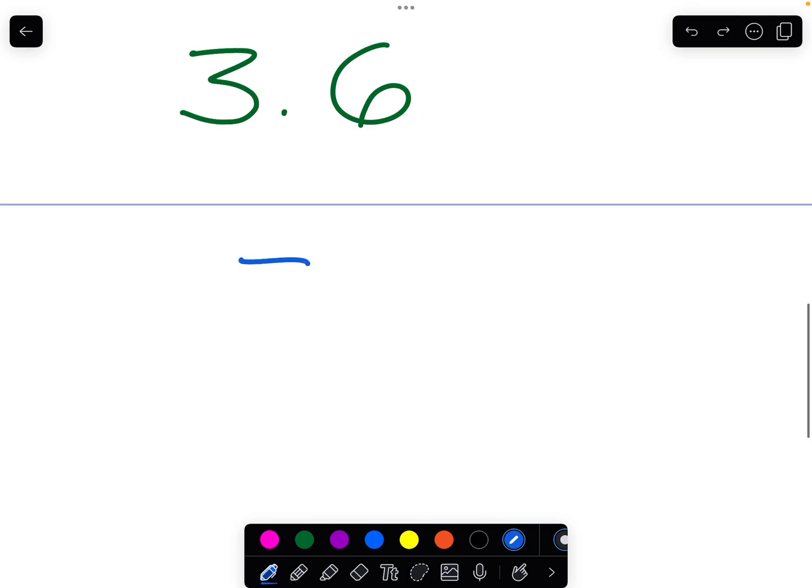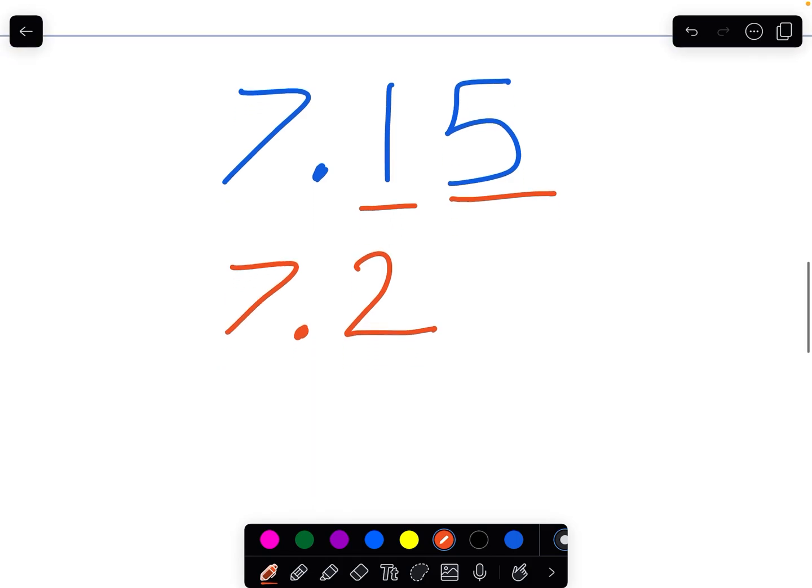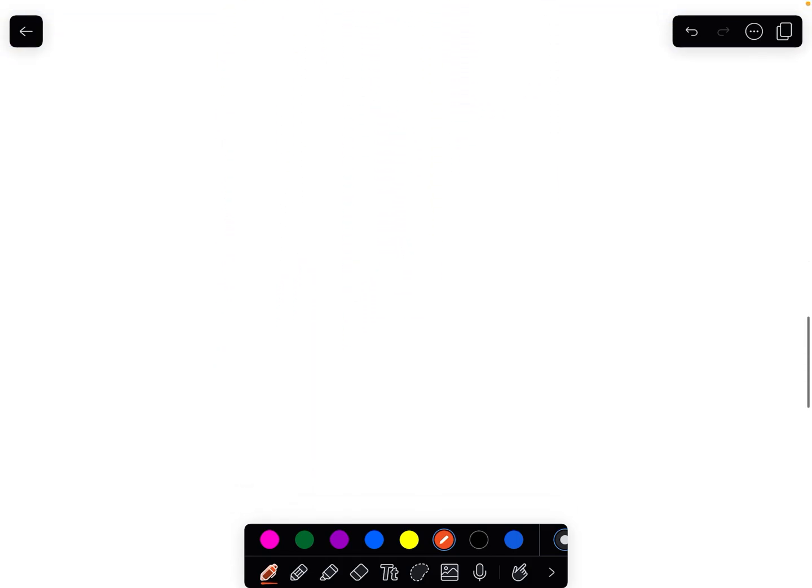Another example, let's say you want to round 7.15 to the nearest tenth. Again, you're going to look at the number in the tenths place and round it up because the number next door is 5 or more. So 7.15 becomes 7.2.